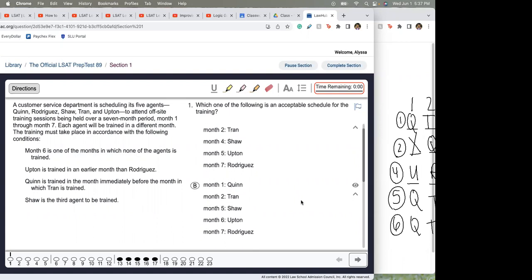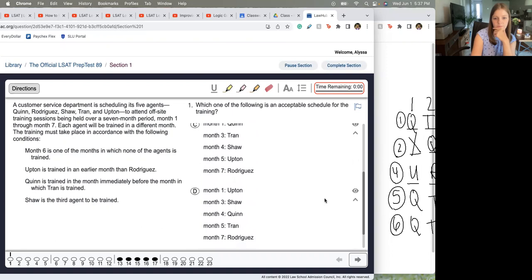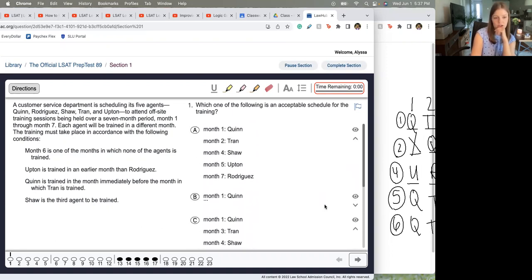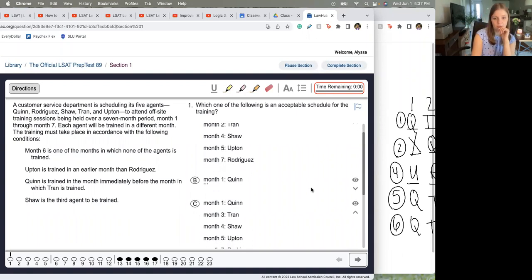B, from what I can see. Yeah, I have a variable in 6. We can eliminate B. And none of the others have a 6, so we're good there. We did the U before R. Q immediately before T. Do we have any answer choices that violate that rule?